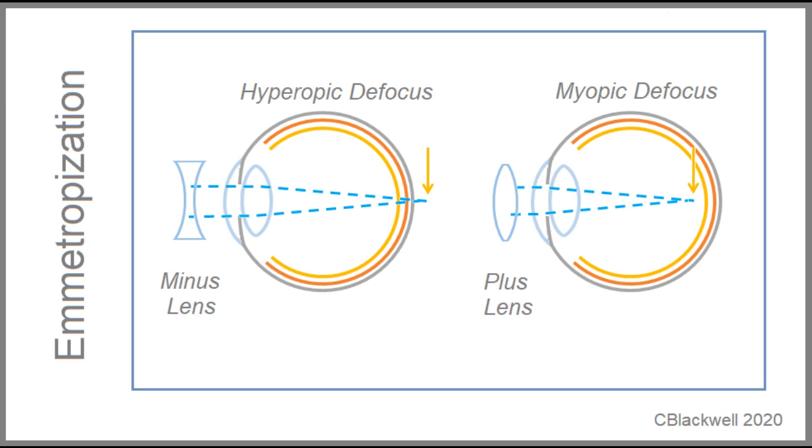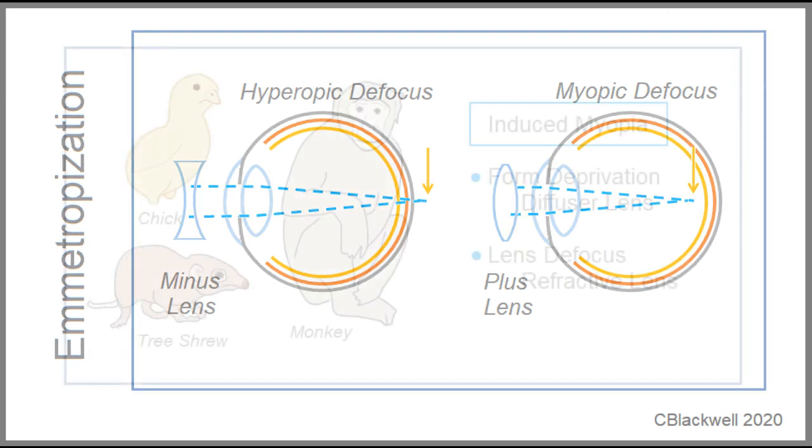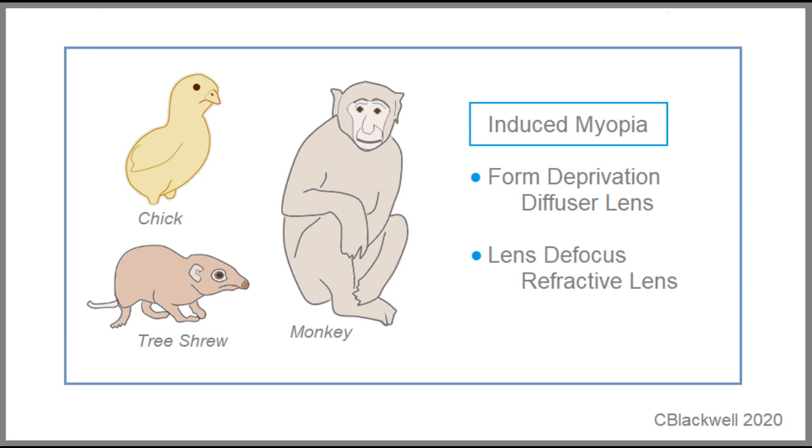Alternatively, they could manipulate refractive results by putting a refractive lens in front of the eye, creating an out-of-focus image, either myopic or hyperopic. For example, a minus lens creates hyperopic defocus, which causes the eye to lengthen, resulting in myopia. Both these techniques have been used in multiple animal models of experimental myopia. We note there is a difference between deprivation and defocus, which will come up later.